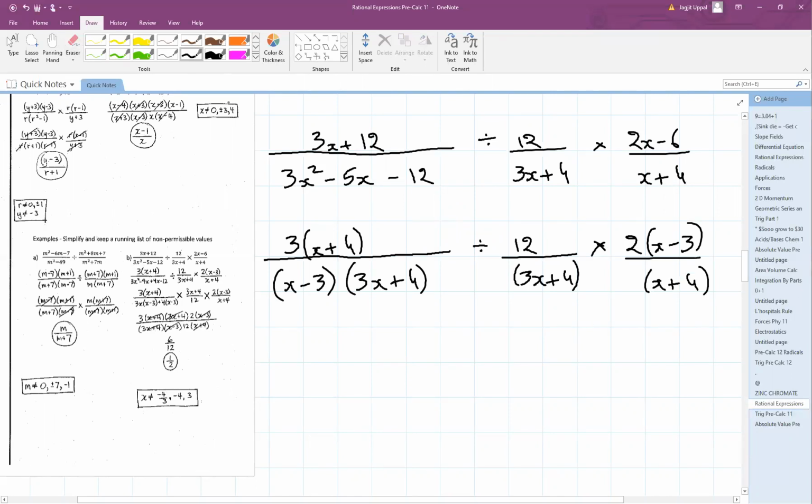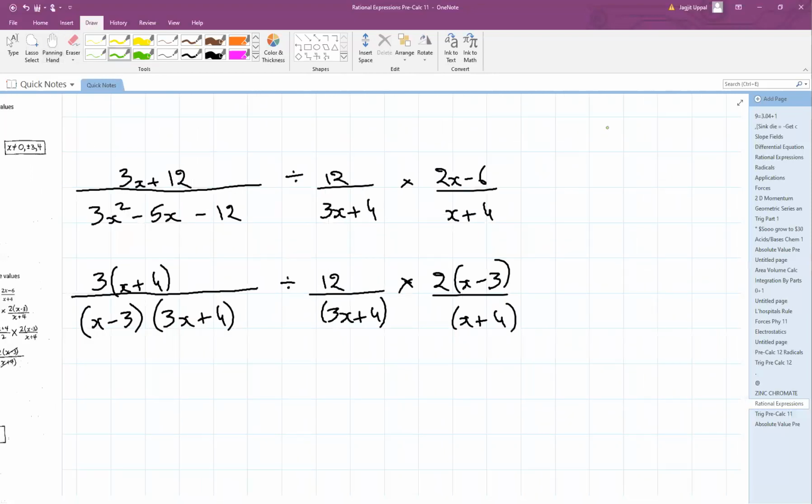Now we need to write the non-permissibles, okay? It's very important to write the non-permissibles before the flip. So left to right, guys, everyone, what's the non-permissible? X cannot be 3. X cannot be minus 4.